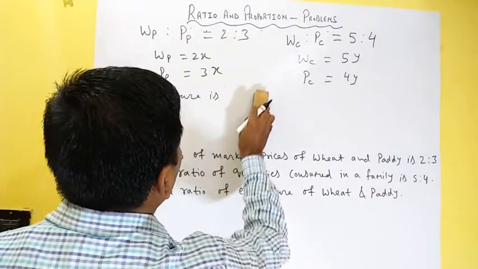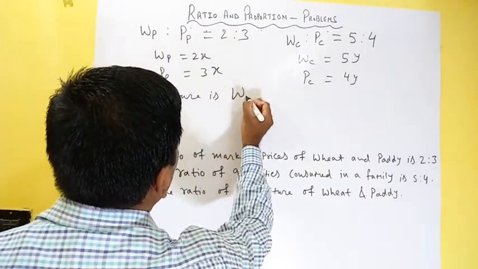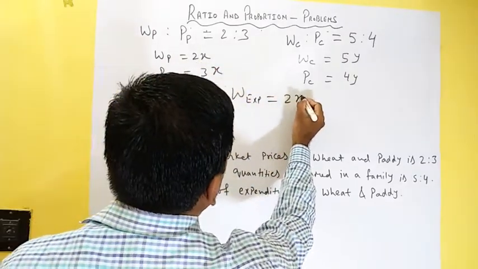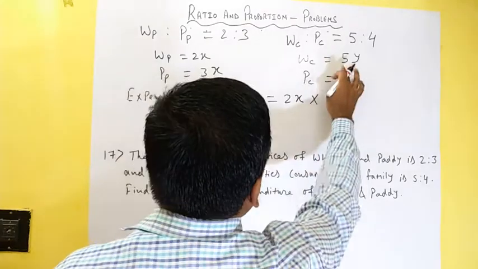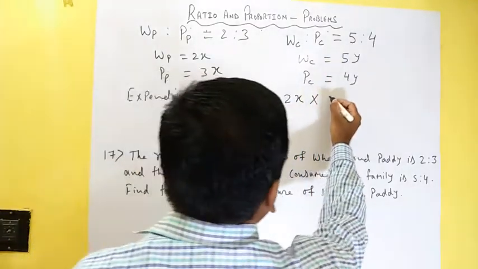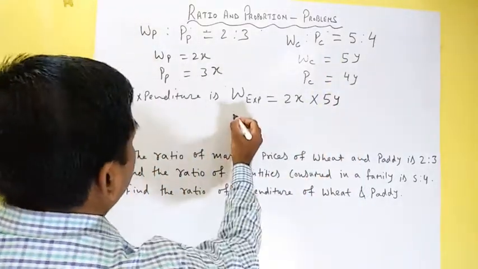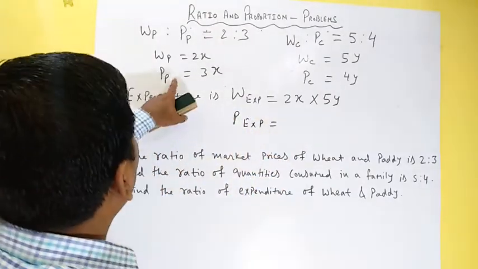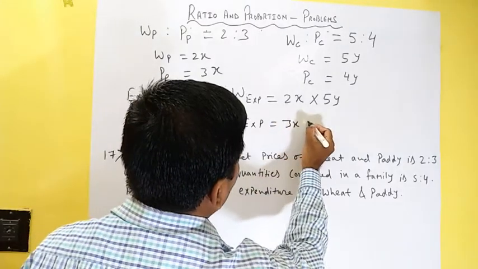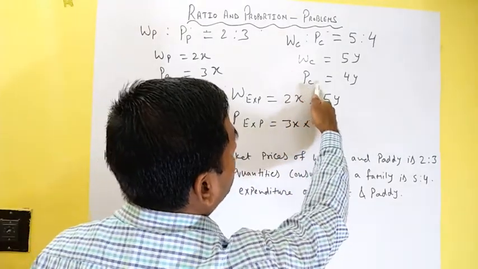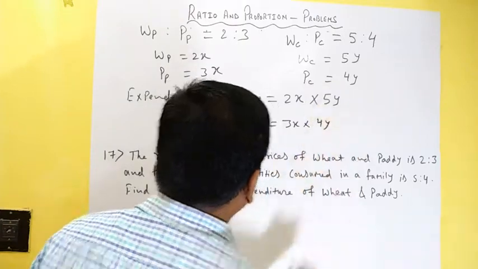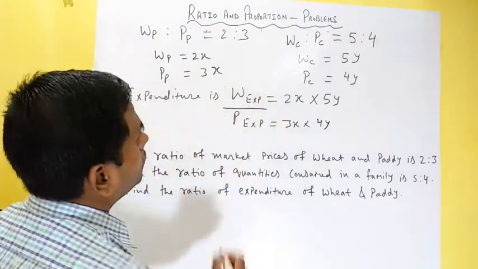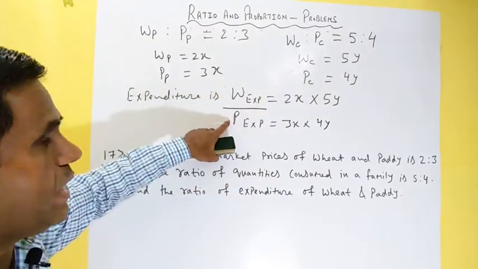On this basis, wheat expenditure is equal to wheat price, which is 2x, multiplied with wheat consumption, which is 5y. And similarly, paddy expenditure for that family is paddy price, which is 3x, multiplied with paddy consumption, which is 4y. So we have to find the ratio of the expenditure. We will do it like this: wheat upon paddy expenditure.